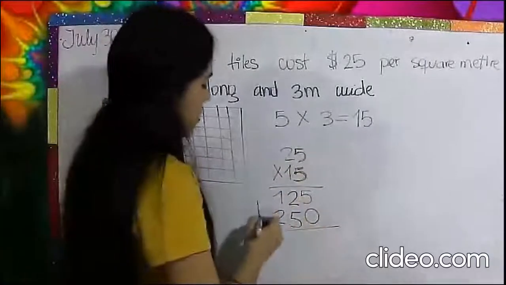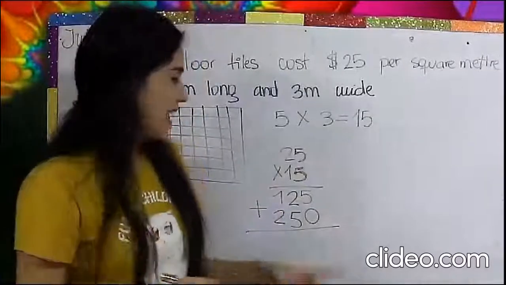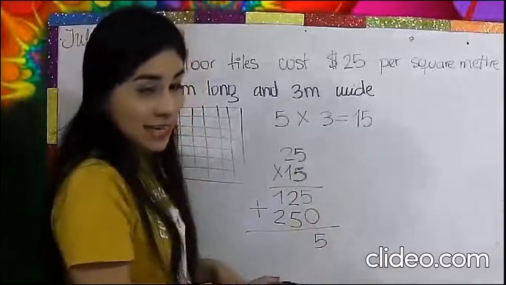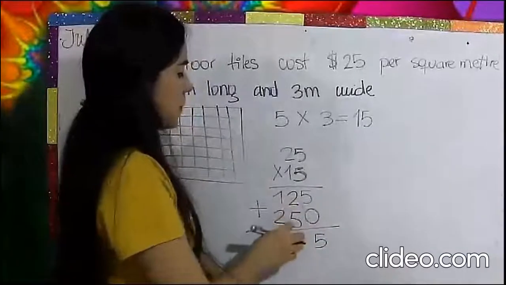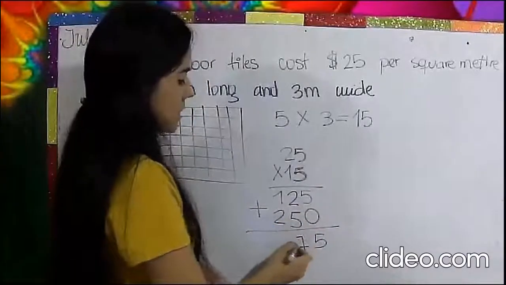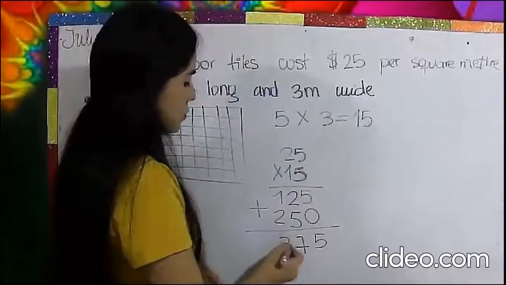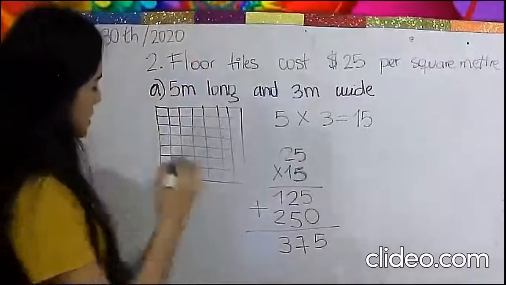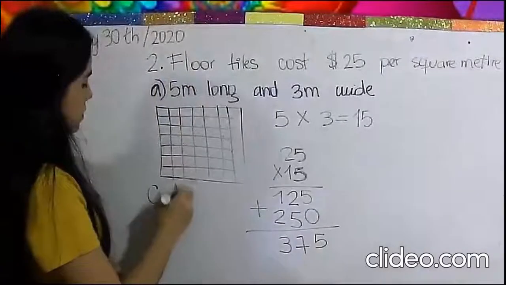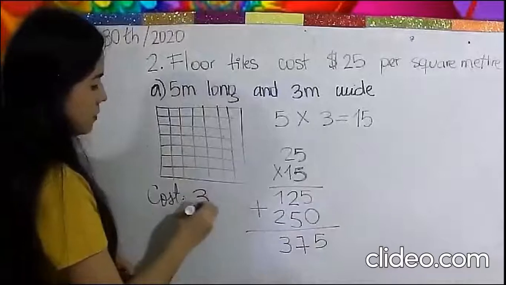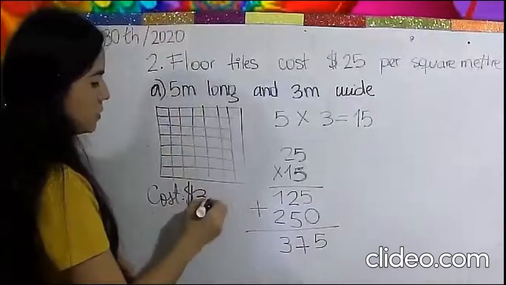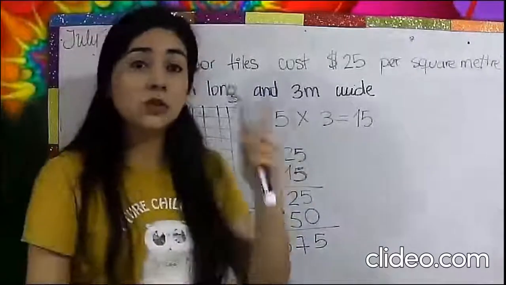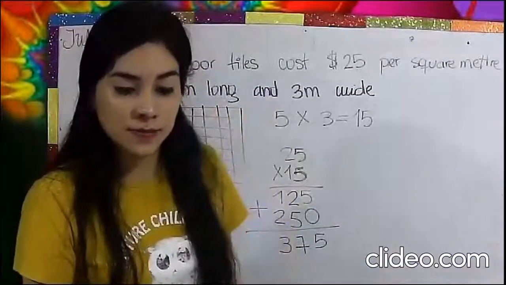Now, what is the operation, the calculation? The addition. I'm going to put this sign here. 5 plus 0, 2 plus 5, 7. 1 plus 2, 3. What is the cost? Here you have $375. Now let's go to the second exercise.